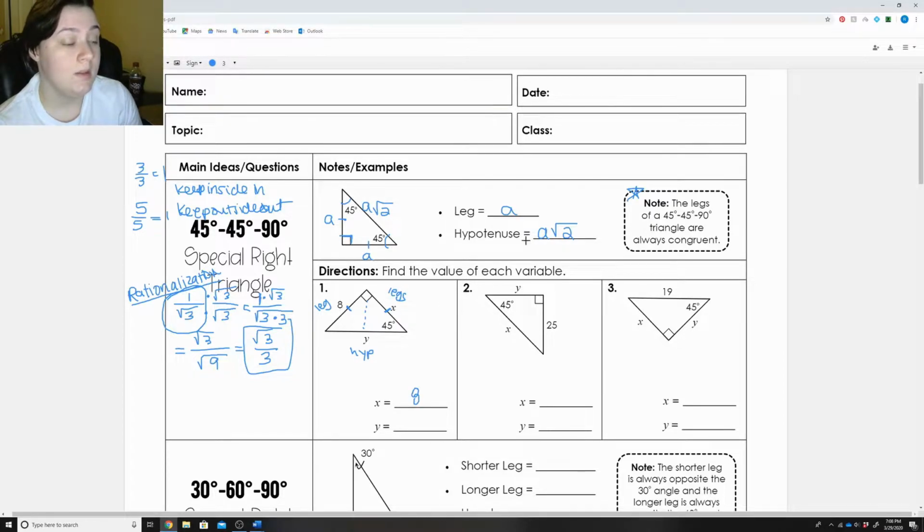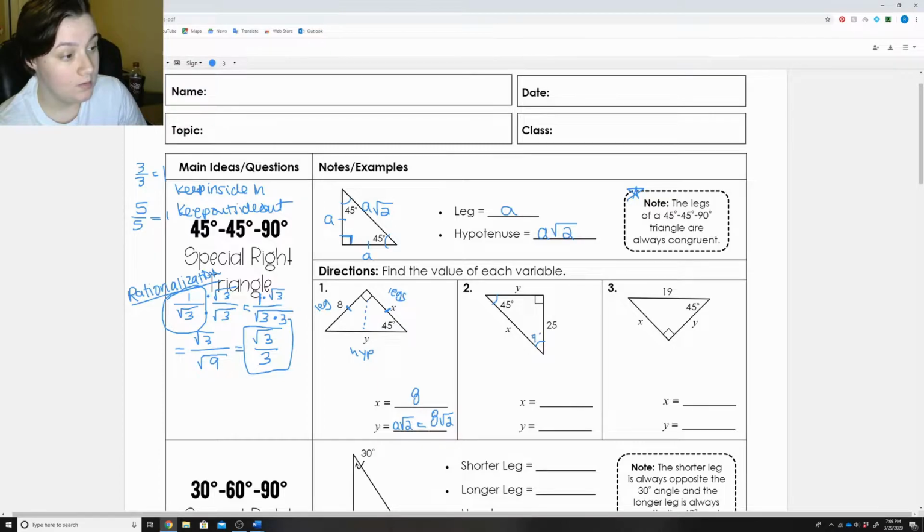And then we have that the hypotenuse is going to be whatever length the leg is times the square root of 2. The legs here, you can see, are 8. And we just need the square root of 2 on the end. That's it. 8 square root of 2. So looking at number 2, I want you guys to try this one on your own.